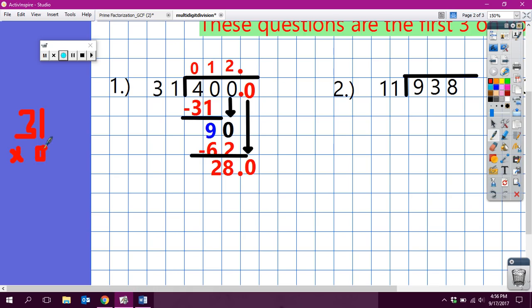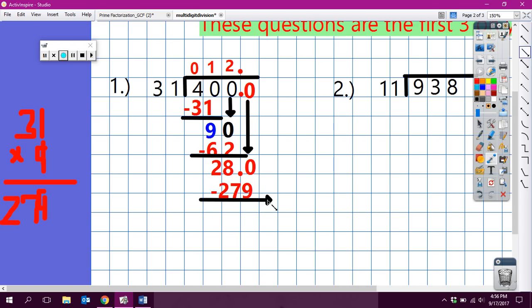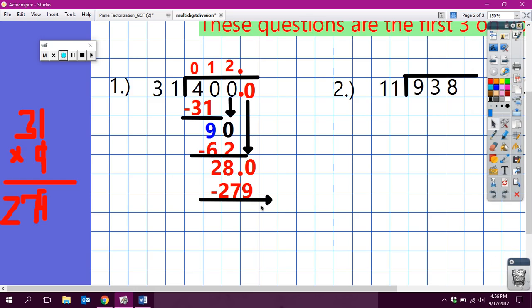Okay, so 31 times 9. All right, 9 times 1 is 9. 9 times 3 would give me 27. That looks like a Z. Well, if you can't read that, I don't really blame you, but it says 279. And that's pretty much as close to 280 as you can get without it actually being 280. So I'm going to subtract 279 from 280. And notice that I still have that stinking remainder of 1.